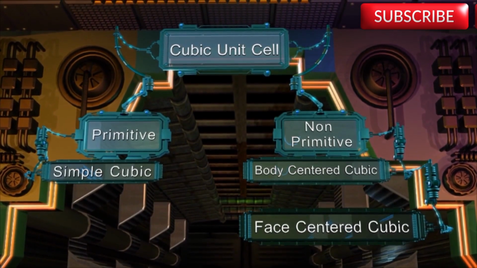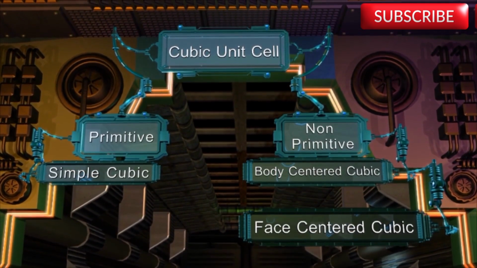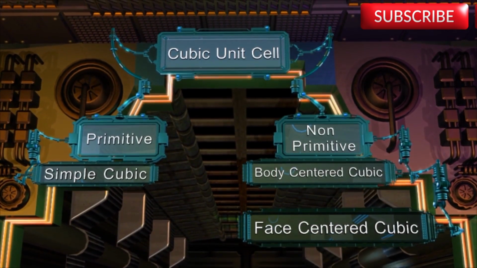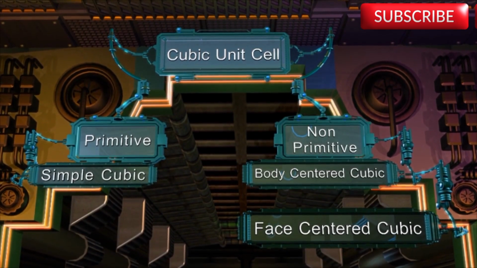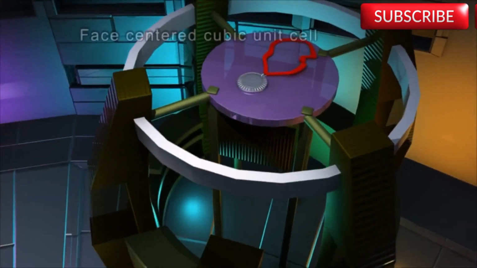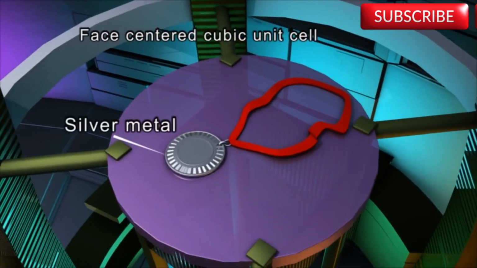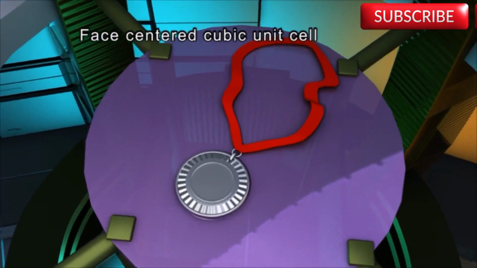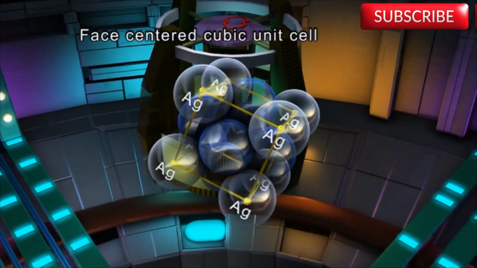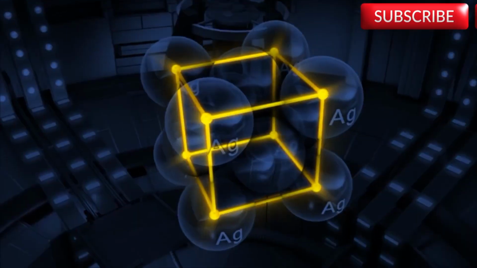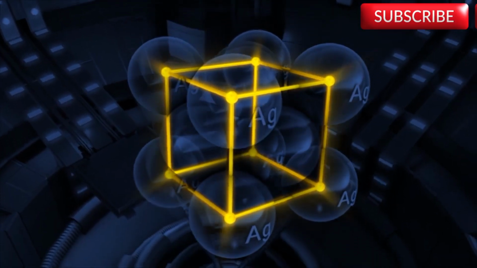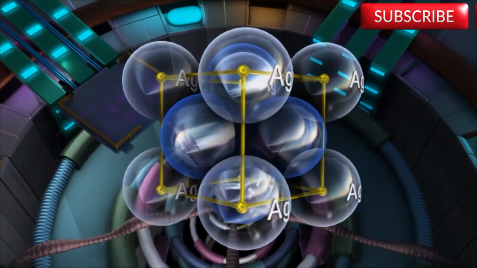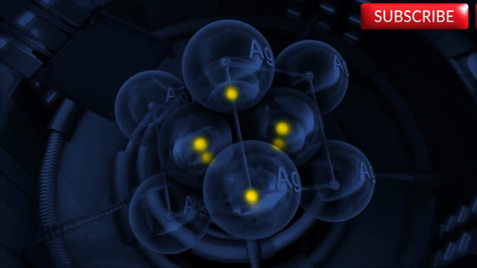Now, let's consider a face-centered cubic unit cell. For this, let's take silver metal as an example. The silver atom crystallizes in the face-centered cubic lattice. This means it has lattice points at all the 8 corners as well as at the center of each of the 6 faces of the cube.